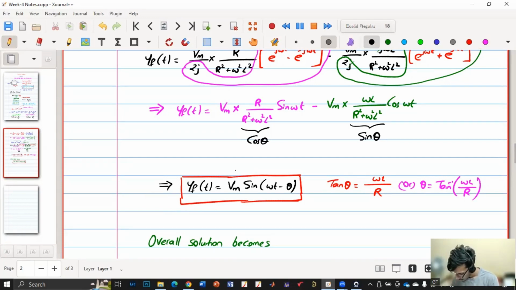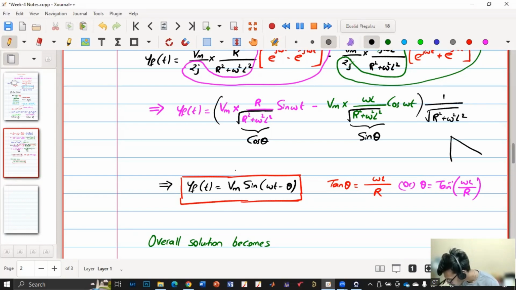So this we cannot consider, cos theta to be R by R square plus omega square L square. There will be a square root. So I have missed that square root term. So I will put this square root term here, and I'll put this square root term here, and then I'll take this 1 by square root of R square plus omega square L square common. Because if my theta is this, and this is omega L, this is R, then this will be R square plus omega square L square, right? So that part we have missed. So our sin theta is omega L by square root of R square plus omega square L square, and cos theta is R by square root of R square plus omega square L square. So there will be another root which I have written outside.